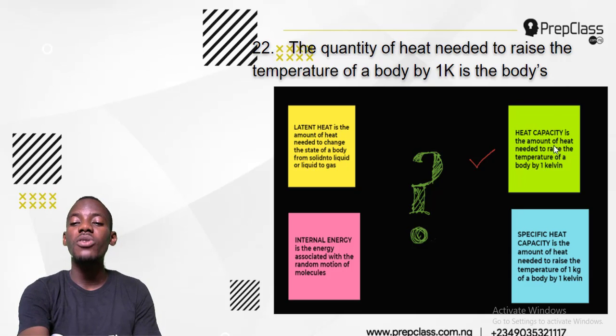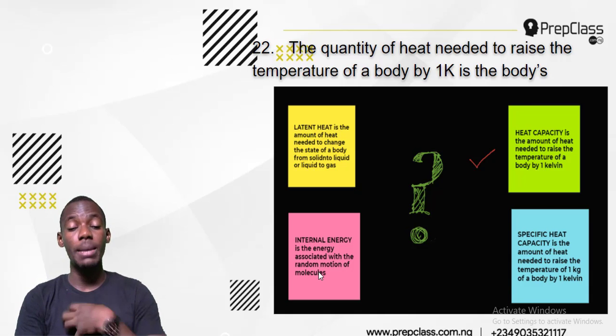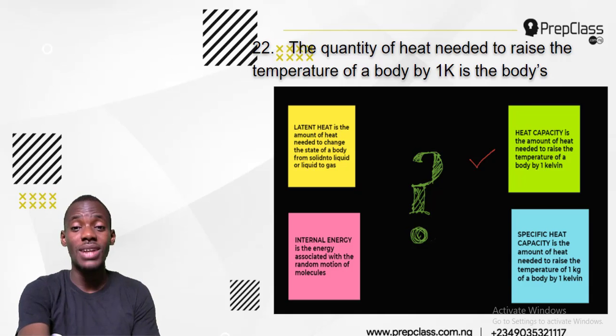Heat capacity is the amount of heat needed to raise the temperature of a body by 1 Kelvin, and that is the perfect definition of what we are looking for. So the answer is heat capacity. Now let's check out internal energy. Internal energy is the energy associated with the random motion of molecules. The energy of molecules in motion within a body is called the internal energy, but that's not the answer.